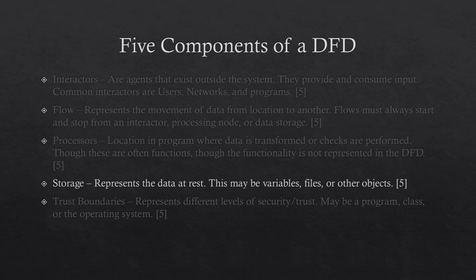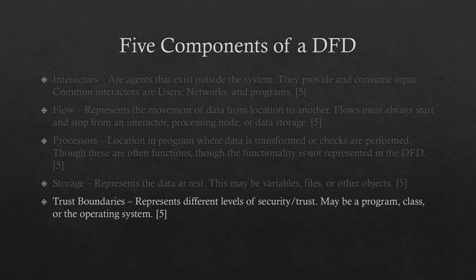Storage represents the data at rest. These may be variables, files, or other objects. And the trust boundaries represent different levels of security or trust, maybe a program, a class, or the operating system. Often, for trust boundaries, you can go multiple levels deep into a program when making a data flow diagram.